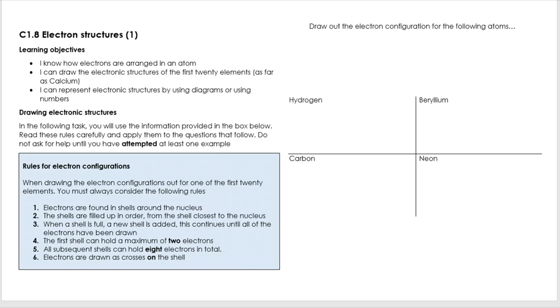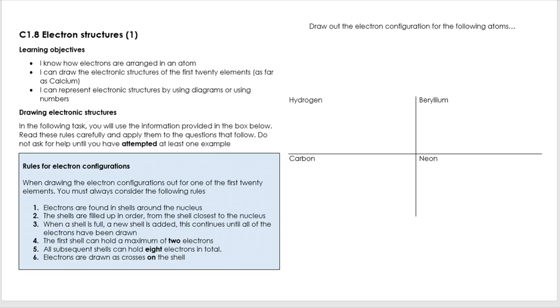We are considering in this one electron configurations. We need to know how electrons are arranged. We need to be able to draw the electronic structures of, actually you need to be able to do it for all of the first 20 elements. Now you've got a set of rules here in blue that you are going to have to learn and remember. Have a read of them, have a go at drawing these out, and then we'll see how you've done.